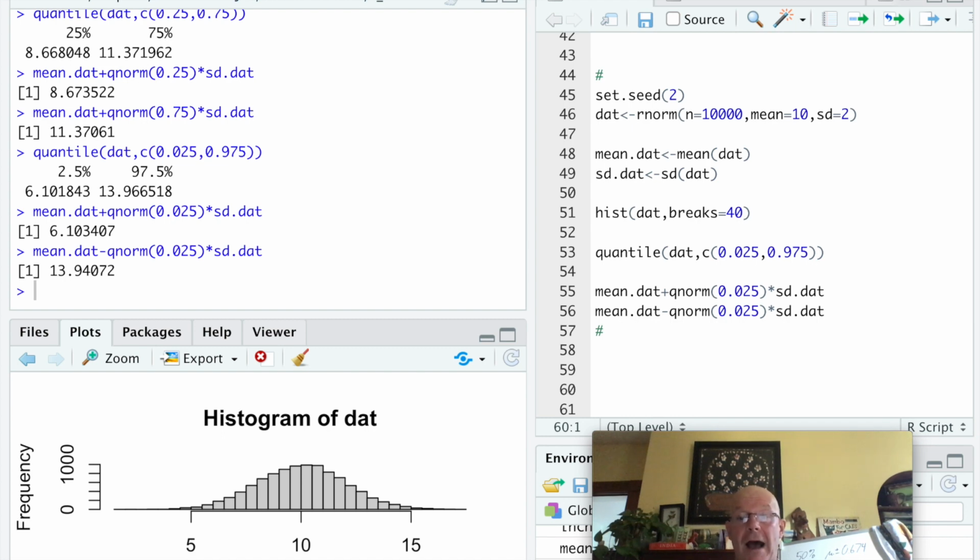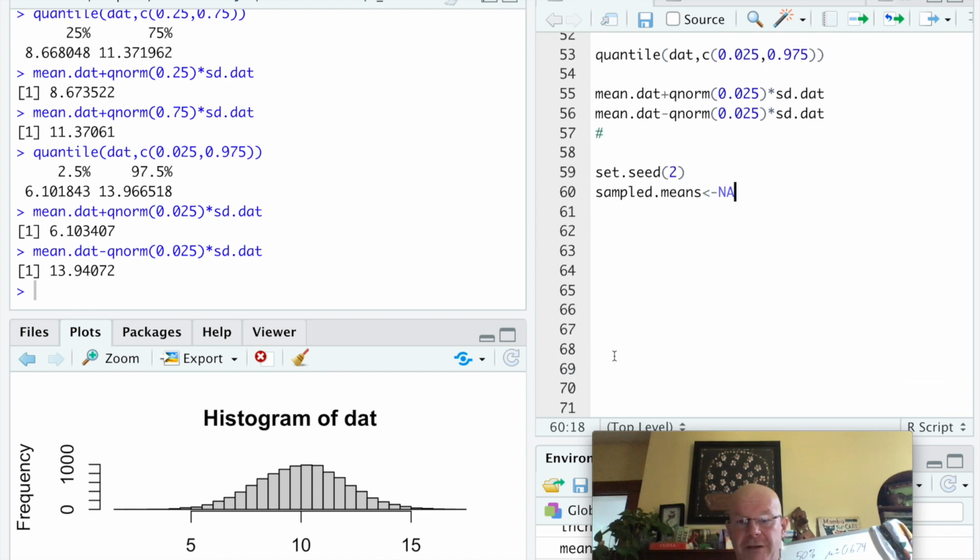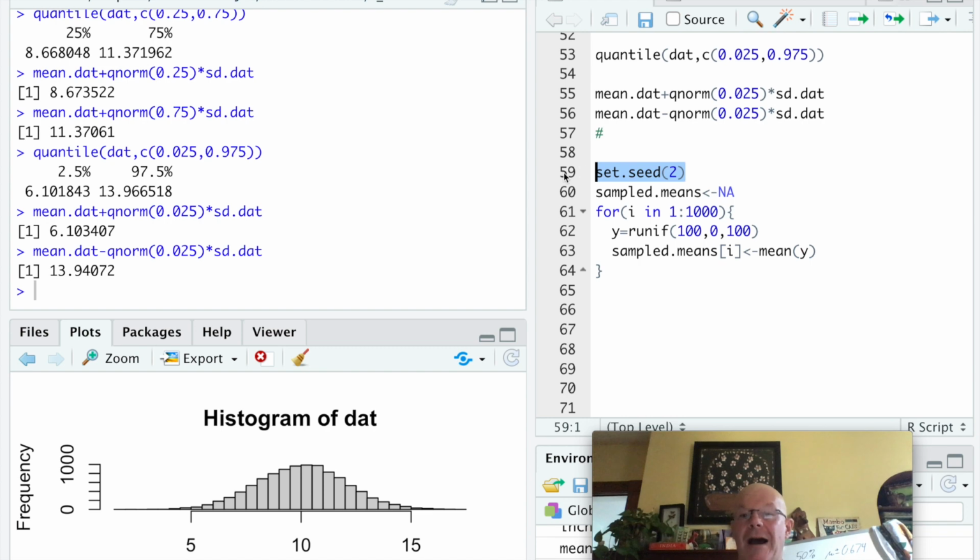And so I'm going to put together here a little bit of a simulation. And again, you don't have to sweat the code. Let's just make sure we understand what the code is doing, because now I'm going to actually put a little bit of real code in here. So first of all, I'm going to do some kind of a simulation. I always set the seed. Next, I'm going to just create an object. I'm not going to give it any values, but I have to create an object in order to propagate it with values. So I'm going to just say sampled means equals NA.